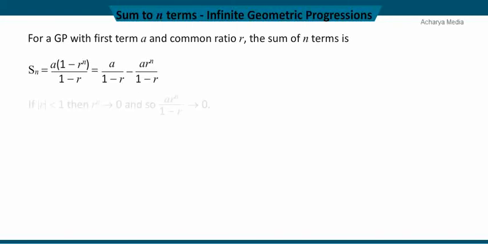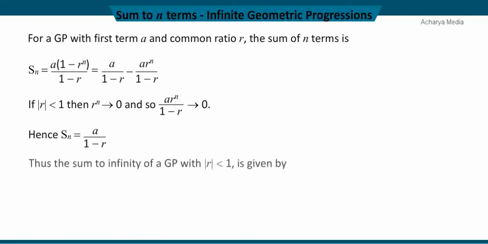If the modulus of r is less than 1, then r to the power n tends to 0, and so a into r to the power n divided by (1 minus r) tends to 0. Hence, Sn is equal to a divided by (1 minus r). Thus, the sum to infinity of a GP with the modulus of r less than 1 is given by S infinity is equal to a divided by (1 minus r), where S infinity denotes the sum to infinity.